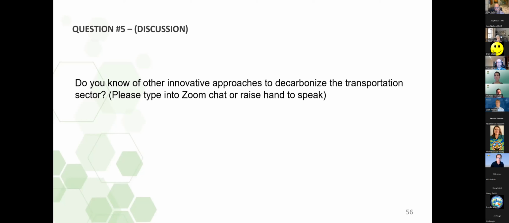Let's see. Mike Bullock, you should be able to unmute. Your thoughts on decarbonizing the transportation sector? I know for you, parking requirements have been of great concern, so maybe a little bit on that or other thoughts?